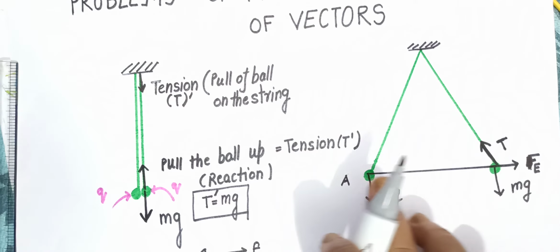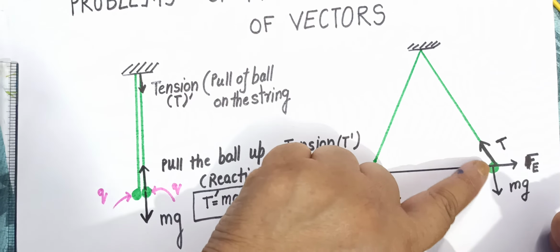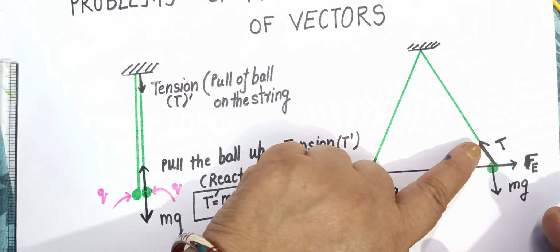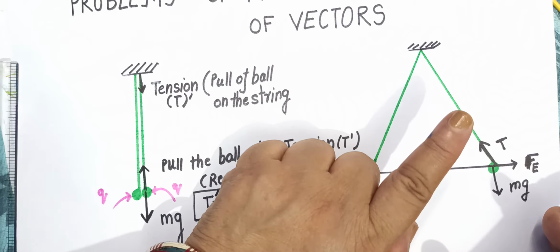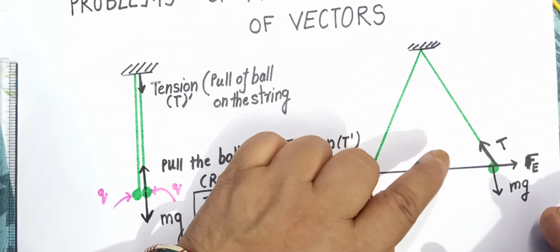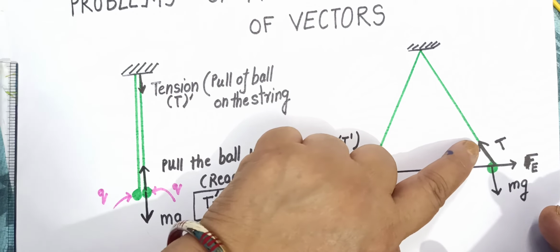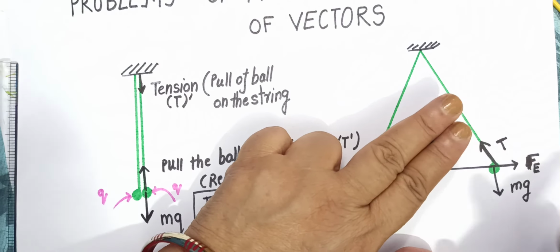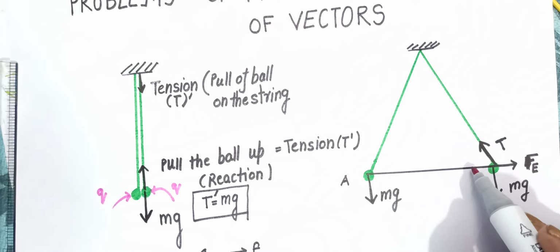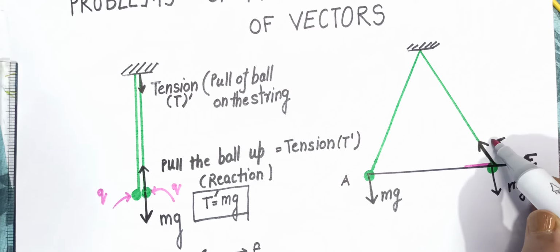Do you think that these two balls will keep on running away? No. This tension force, which is neither vertical nor horizontal, has two components. That is why resolution of a vector is very important to solve the problems of mechanics. If you resolve this tension force, then two components will be one in this direction and the other in this direction.